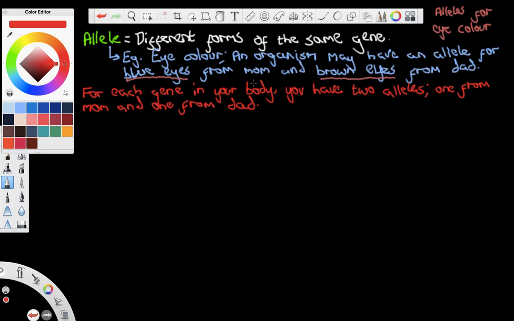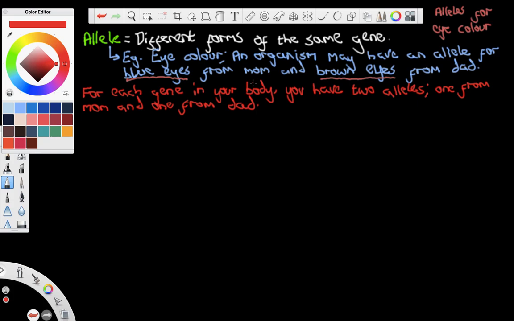So for example, we've already mentioned eye colour. You'll get one allele for eye colour from your mum, and one allele for eye colour from your dad. You can get one allele for skin colour from your mum, one allele for skin colour from your dad. One allele for having a particular genetic disorder from mum, and one from dad. These are all examples of alleles, okay? And it's important that you understand that you have two alleles for each gene in your body, one from mum, one from dad.